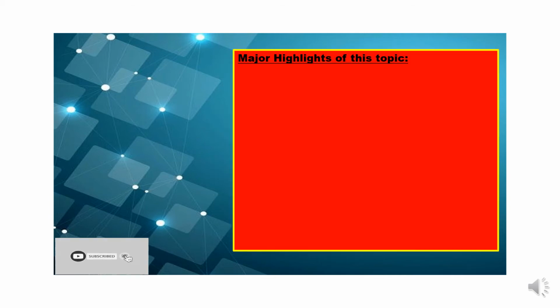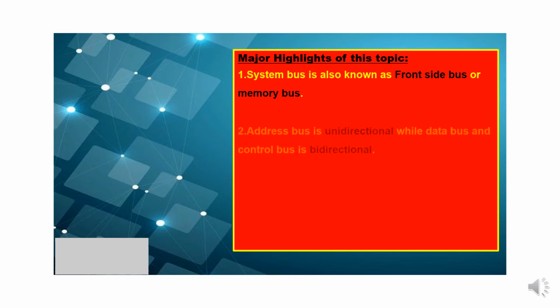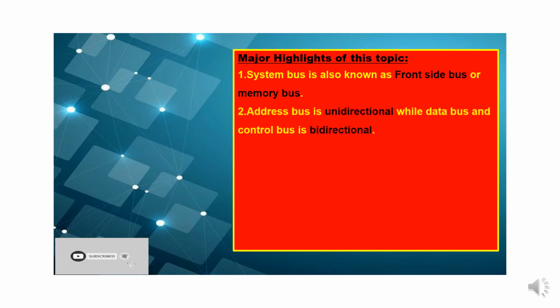Now coming to the major highlights of this topic. These are very important. In this you will come to know what all things we have covered in this video. A small screenshot of the major highlights. Let us start. The first one, system bus is also known as front side bus or memory bus. Yes, we have covered it. Second, address bus is unidirectional while data bus and control bus are bidirectional. Yes, we have learned that now.